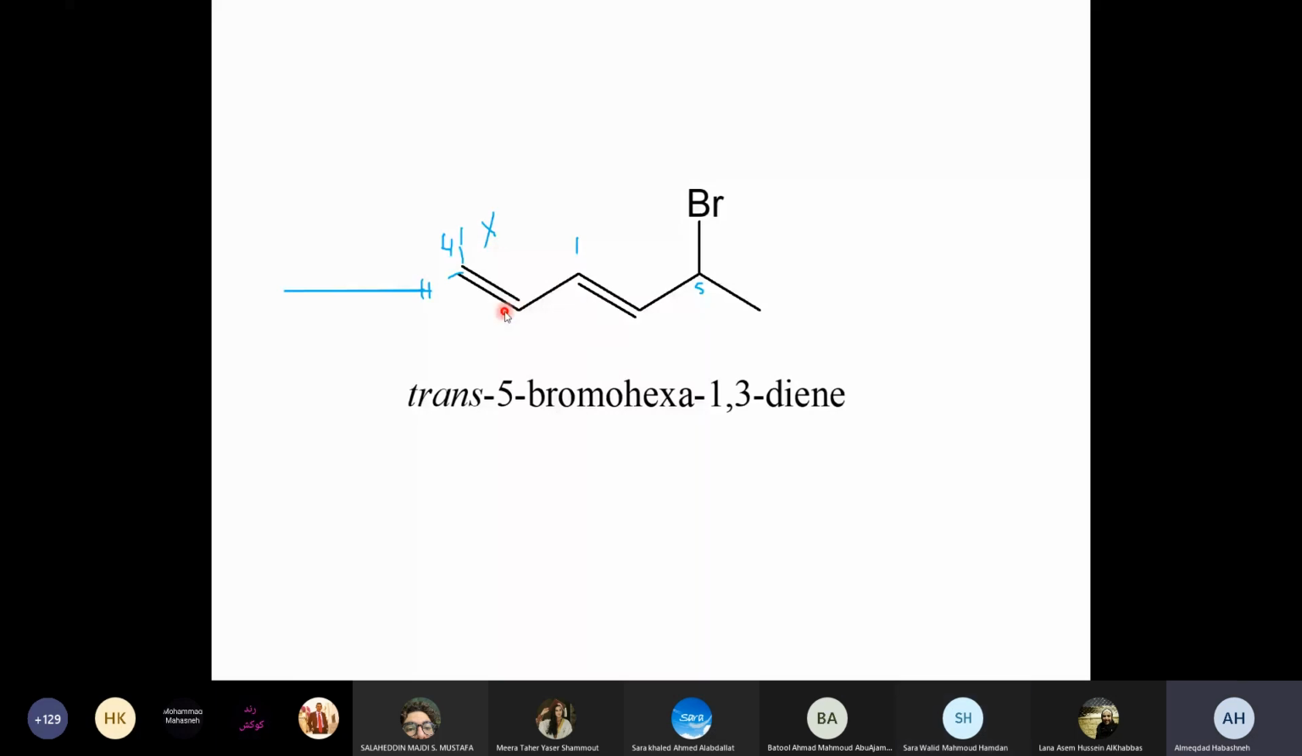Trans. That is the full name of this compound: trans 5-bromo hexa 1,3 diene.